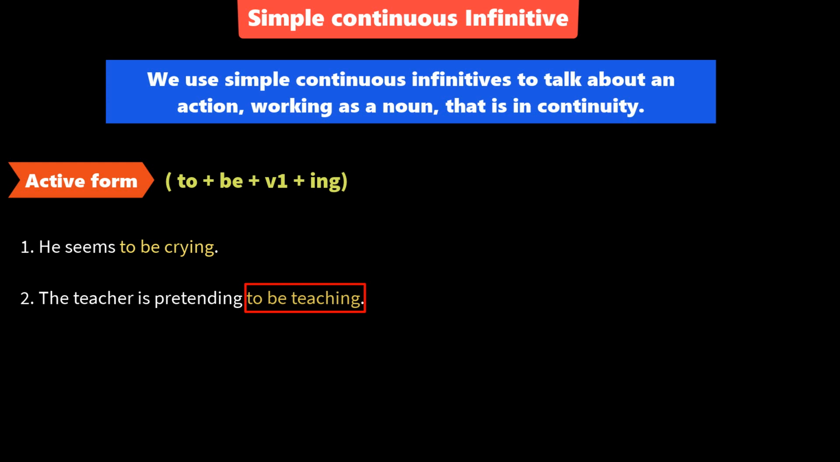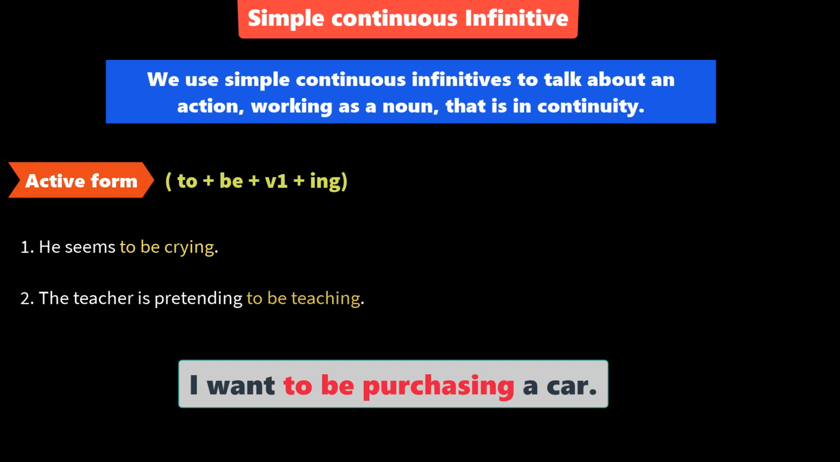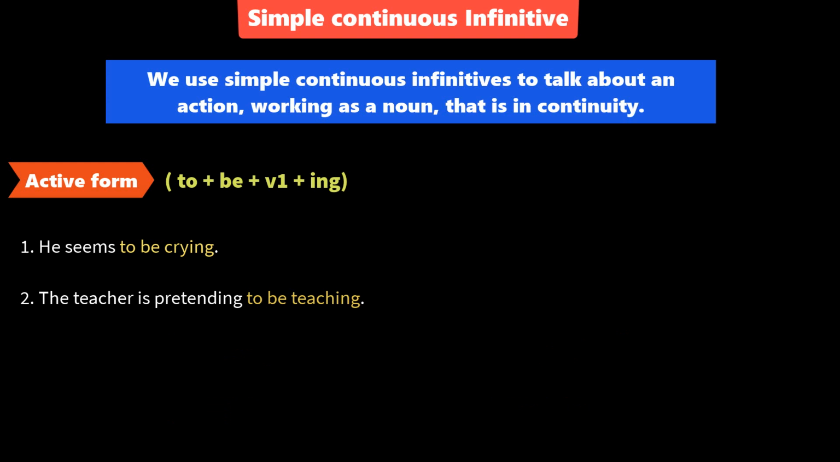She is pretending an action that's happening right now. She's pretending that she is teaching right now. We are using a simple continuous infinitive because the verb allows us to use it, right? You can pretend an action and be doing that at the same time. But you cannot say, I want to be purchasing a car, because you're going to want first, then going to do something, right? So the usage of any forms of infinitive is going to be decided by the verb itself. If it allows you to use it, you can use it. If it does not, you should not use it.